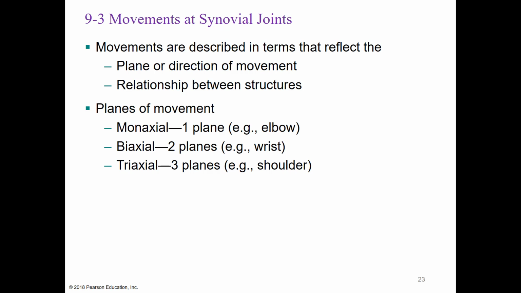Triaxial is three planes of motion, like your shoulder. So with your shoulder, you can put your arm straight ahead of you in the anterior position. You could put it out laterally or towards the side. You could put it posteriorly or towards the back. You can raise it straight over your head, and you can point your hands down straight at your feet. And you can make a big circle with your shoulder. So a lot more motion in the shoulder than we have in the other two examples.